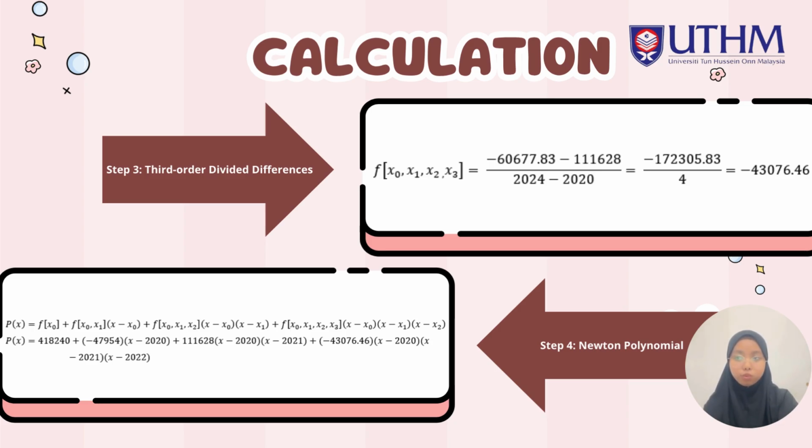Okay, for the third step, we need to do third order divided difference, which is we only have to find one value of f, which is f[x0, x1, x2, x3], equal to the value we get from the second order divided difference f[x0, x1, x2] minus the value we get from f[x1, x2, x3], divided by 2024 minus 2020. So we get the value which is equal to negative 43,076.46. Okay, for the fourth step, we need to insert the Newton polynomial formula to find the value of P(x).